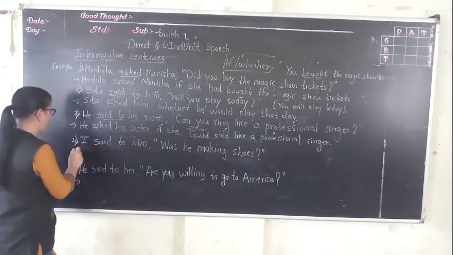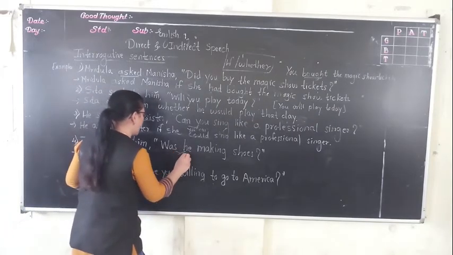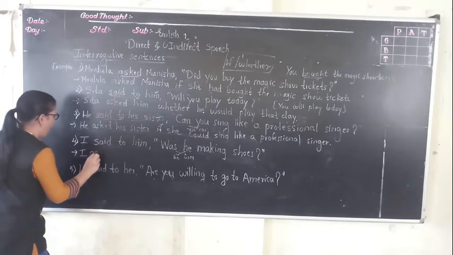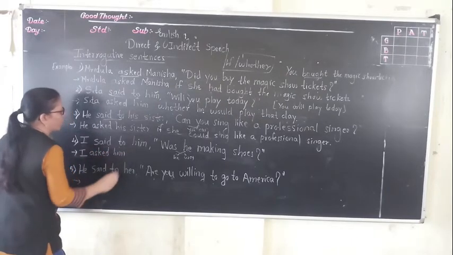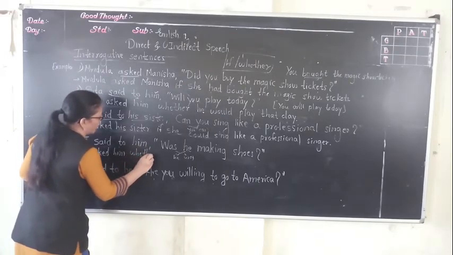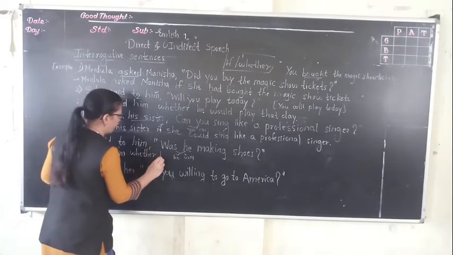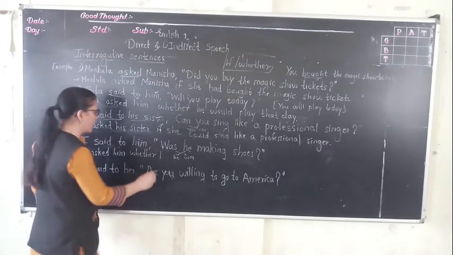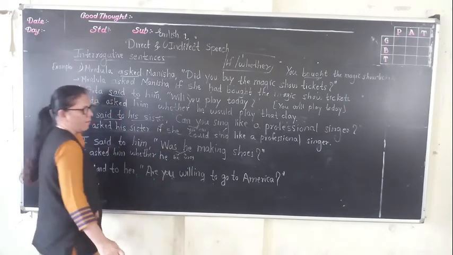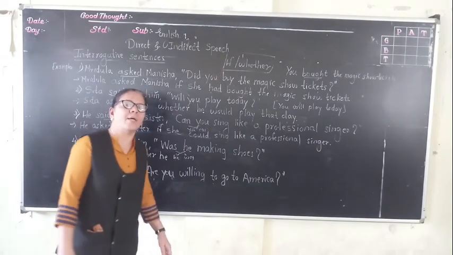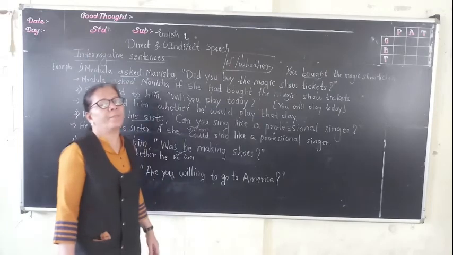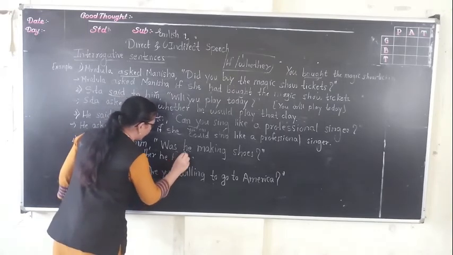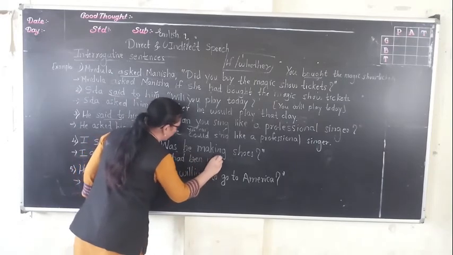Next, I said to him, was he making shoes? So "was he" will change as "he was making shoes". Okay, I asked him, conjunction, whether or if, he, third person, so it doesn't change according to the subject or object of the reporting verb, it remains the same. So he was making, past continuous tense. Past continuous tense changes to past perfect continuous tense. So he had been making shoes.